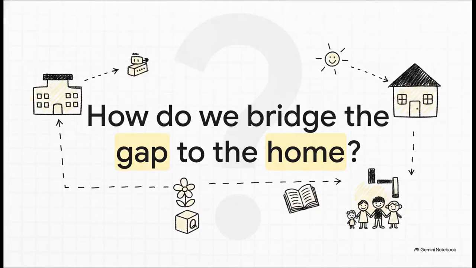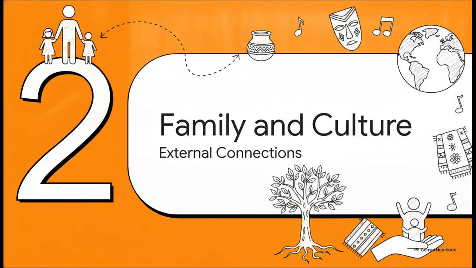Which brings us to a really vital question. How do we bridge the gap between the child care center and the home? Because, honestly, understanding the internal development of the child is really only half the battle. If we only focus on the child in isolation, we completely miss the bigger picture. We have to connect seamlessly with their world outside our doors. And that perfectly introduces our next tool in the kit, Module B, Family and Culture, the external connections.